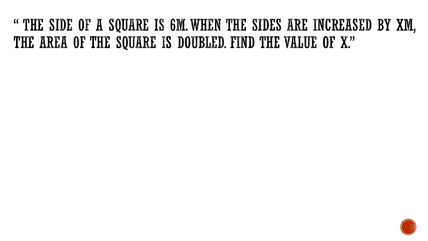The last example for geometric problem. The side of a square is 6 meters. When the sides are increased by x meters, the area of the square is doubled. Find the value of x. So for the illustration, it's been stated here that the original square has a side of 6 meters.